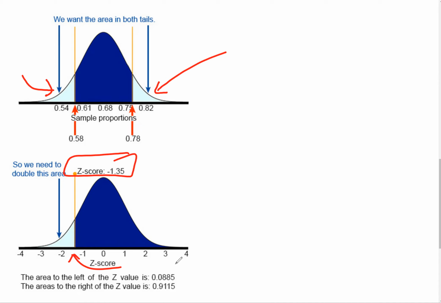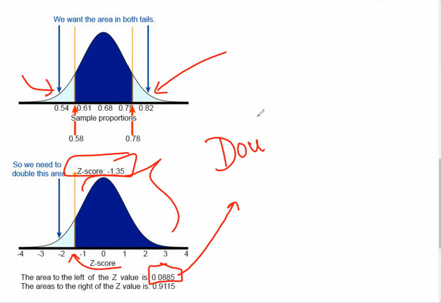The area to the left of the z-value is something you would look up in a table or on some applet. Don't worry too much about it. You'll be given this in any kind of exam or something like that. The area to the left is what we were interested in. The area to the right is the area beneath the curve in this dark blue area, but we didn't want the middle, we wanted the tail. And the area we're interested in, I want to double that.